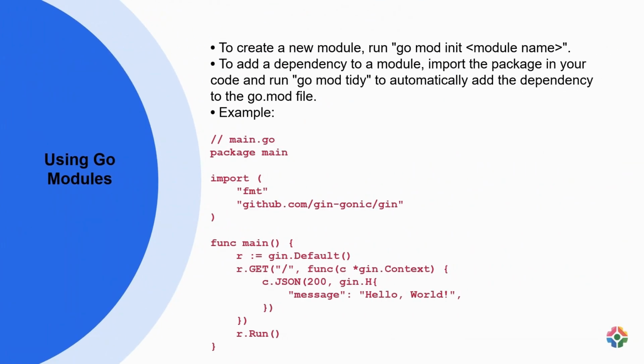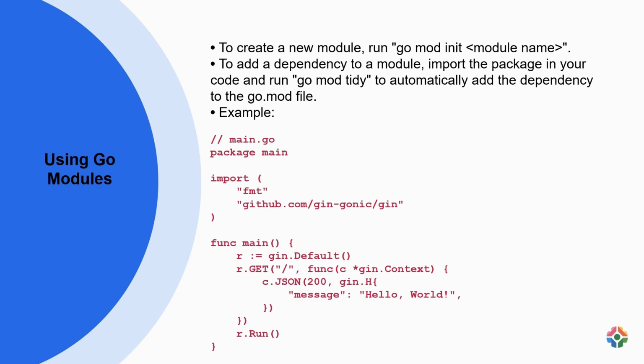In Golang, you can create a new module by executing go mod init module name. Subsequently, add a dependency to your module by importing the required package in your code and then running go mod tidy to have the dependency automatically included in the go.mod file.